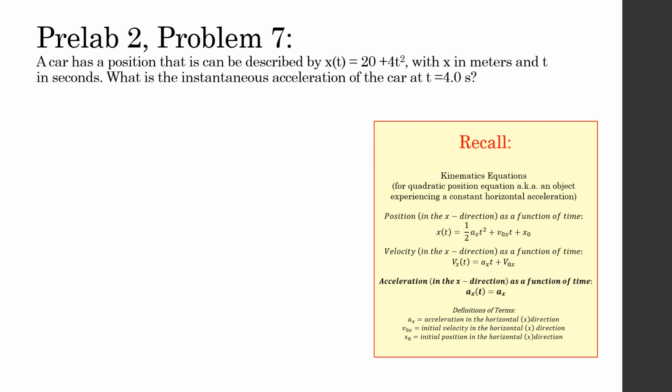All right, last but not least, practice problem number 7. Now again, we're given the same position equation. So a car has a position that can be described by x of t is equal to 20 plus 4t squared with x in meters and t in seconds. What is the instantaneous acceleration of the car at t is equal to 4 seconds?